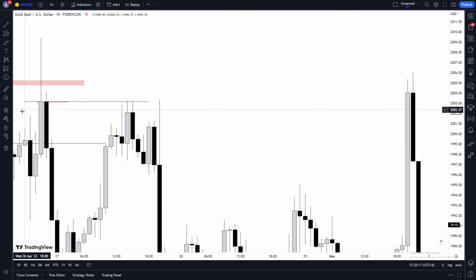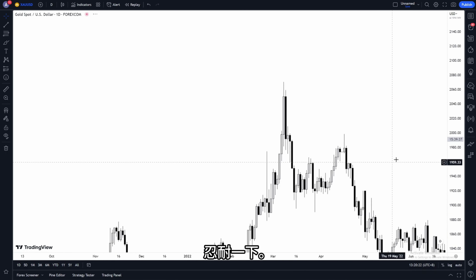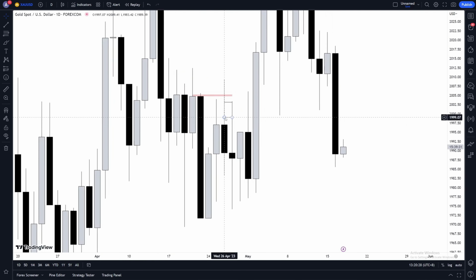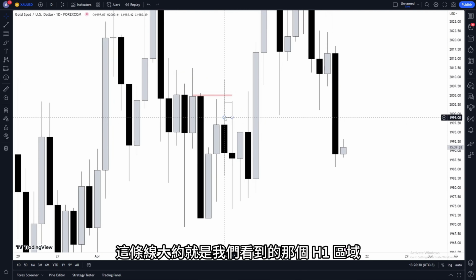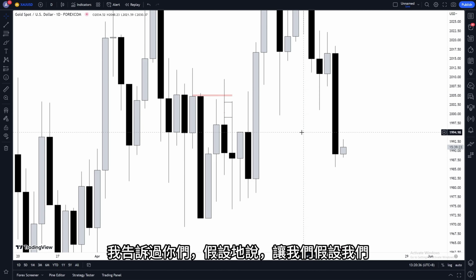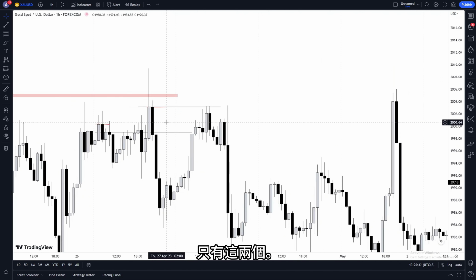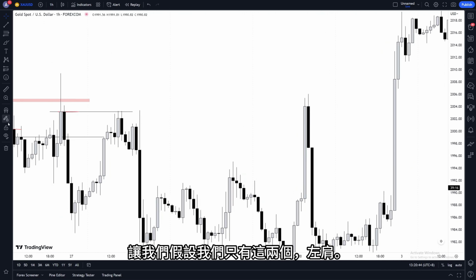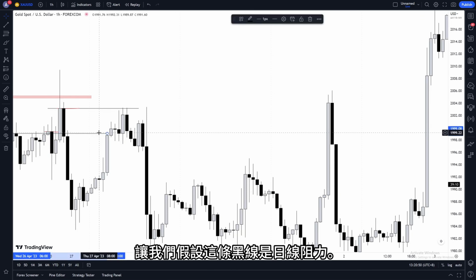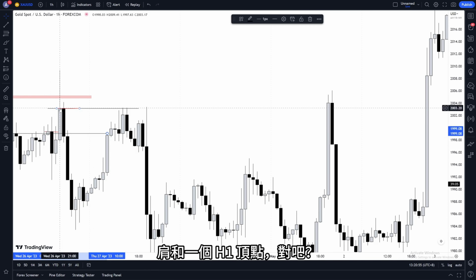Very simple. This is within, I'm going to go to the daily. Bear with me here. You have to understand, remember, what is this line? First, answer this question. What is this line? This line is roughly that area of the H1 that we saw, which wasn't fresh. And I told you guys, hypothetically speaking, let's assume we only had these 2. Ignore this one over here. Let's assume this black line is the daily resistance, and inside this daily resistance, we have a H1 left shoulder and a H1 apex, correct?